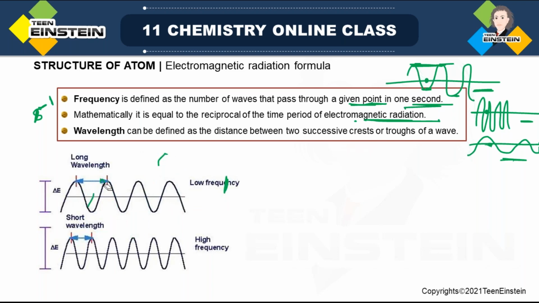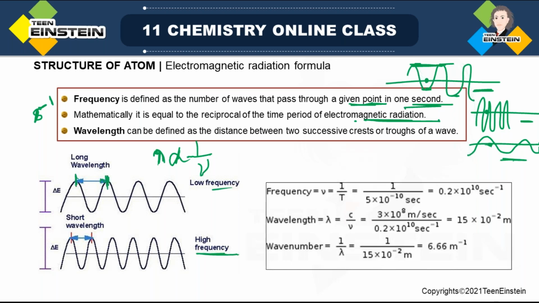So 2 waves are there, and you will be able to understand the difference, what is long wavelength or short wavelength. When long wavelength, just consider the distance between 2 crests or 2 troughs. In this case we have taken the crest. And short wavelength means they are close to each other. When they are close to each other, frequency is high. When they are far from each other, frequency is low. That means wavelength, which is denoted by lambda, and frequency, which is denoted by nu, are inversely related to each other. When frequency is high, wavelength is less. When wavelength is high, frequency is less.